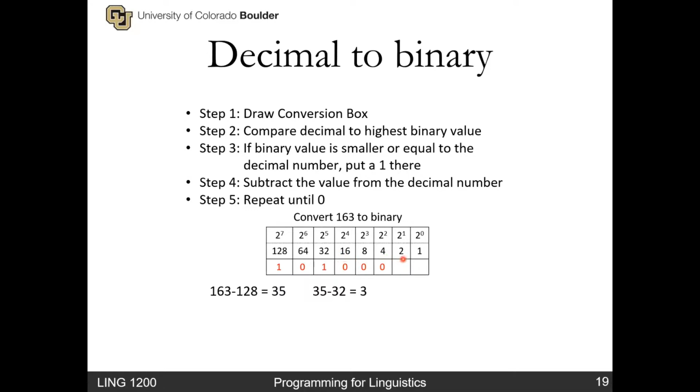So we can jump down here, see that finally we have a value that is smaller than or equal to 3. So we can put a 1 here and do our subtraction again. 3 minus 2 is 1. We'll put the 1 position there. We're now working with 1. Again, 1 is smaller than or equal to 1. So we're going to put a 1 there, subtract 1 minus 1, which gives us 0. And we're done. So now we've taken this decimal number, 163, and we can see that in binary, 163 would be represented as 10100011.